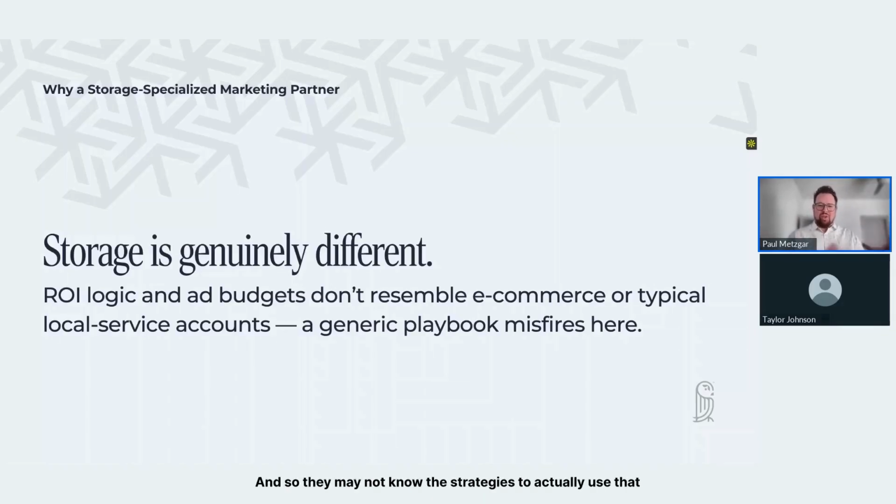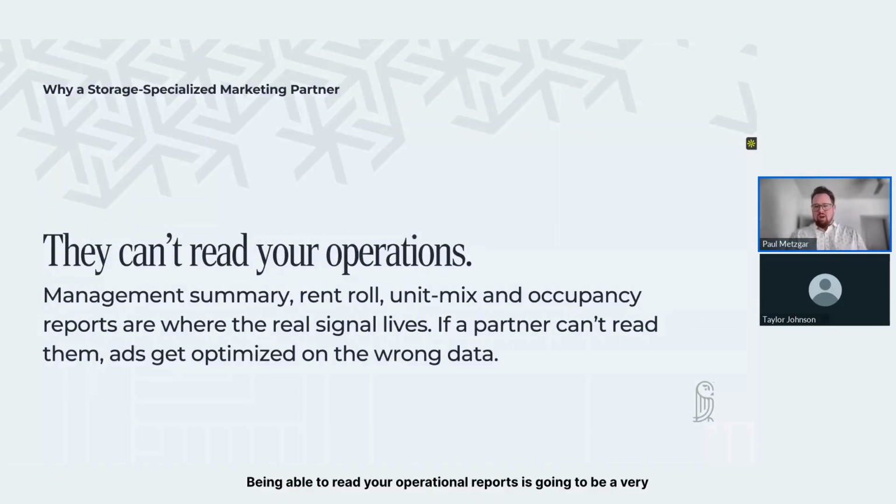And so they may not know the strategies to actually use that efficiently and sometimes have a hard time getting it to spend or getting it to be effective. So again, these generic playbooks tend to have some really big gaps. Being able to read your operational reports is going to be a very important aspect when working with an agency. Being able to pull your management summary, your rent roll, being able to analyze those to do unit mix and occupancy reports that go beyond just the percentages, but give some more insight into those types of units, are all things that most agencies just don't know how to do.